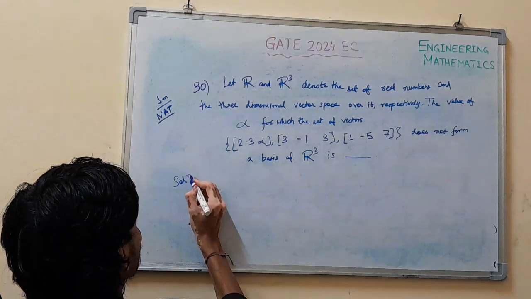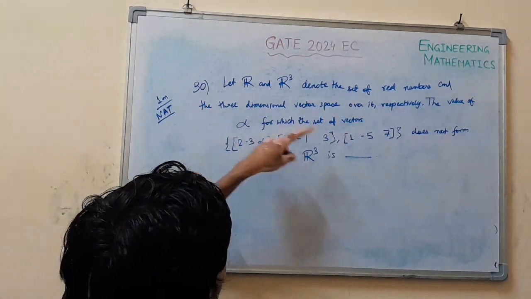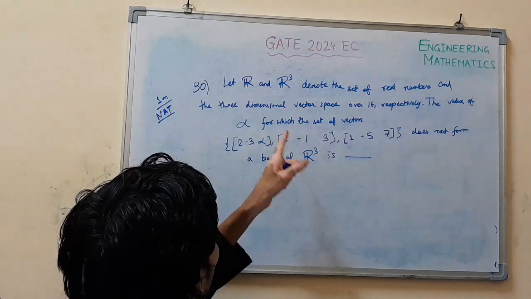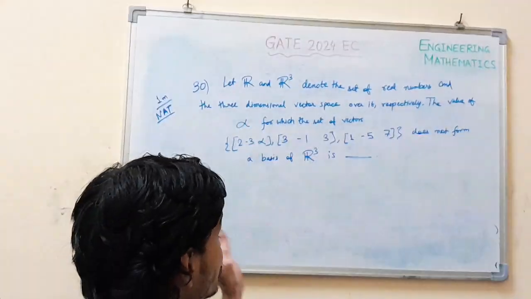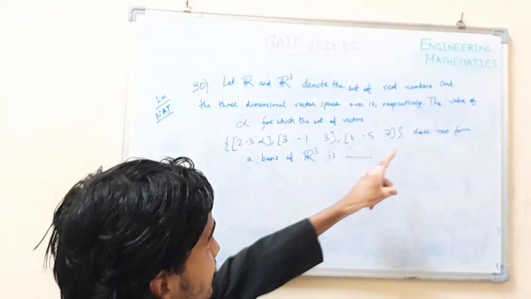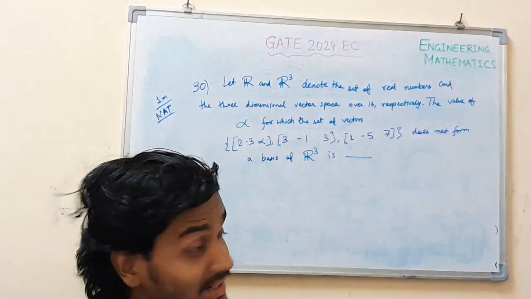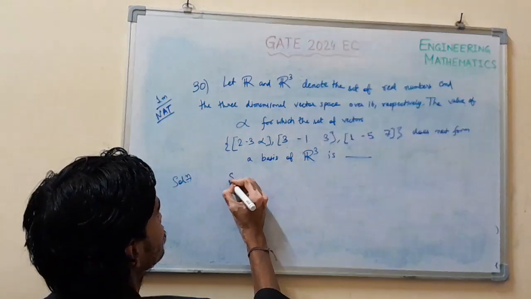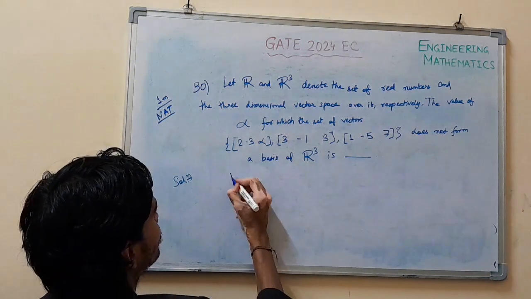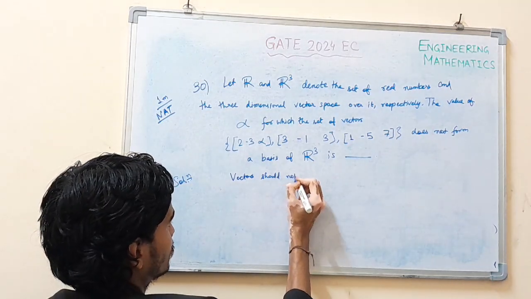This is the solution to this question. The assignment is given: R and R^3 denote the set of real numbers and the 3-dimensional vector space. We need to find the value of alpha for which this set of vectors does not form a basis of R^3. For this set of vectors not to form a basis of R^3, they should be linearly dependent.